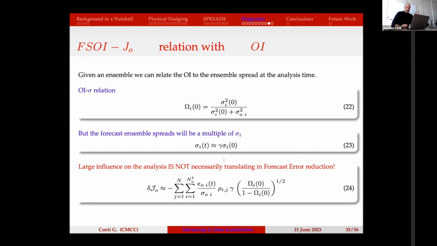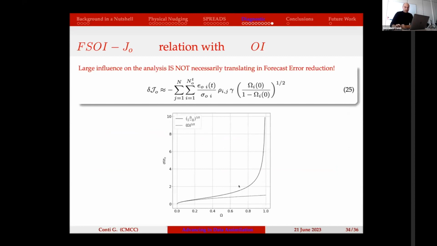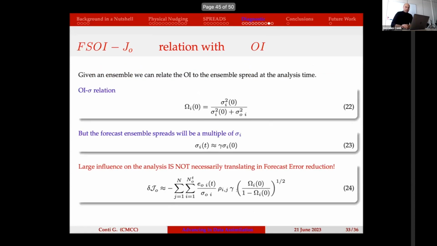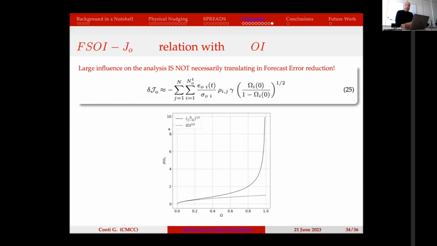And we can see that when the observation influence increases a lot, so the observations play a really important role, this doesn't mean that the forecast necessarily will be improved. Because if the correlation is negative, because of the model, because of some bias and bad feedback, because of some bug in our simulation system, then we will get a positive delta J. And the more the observation influence increases, the more the degradation will be highlighted.